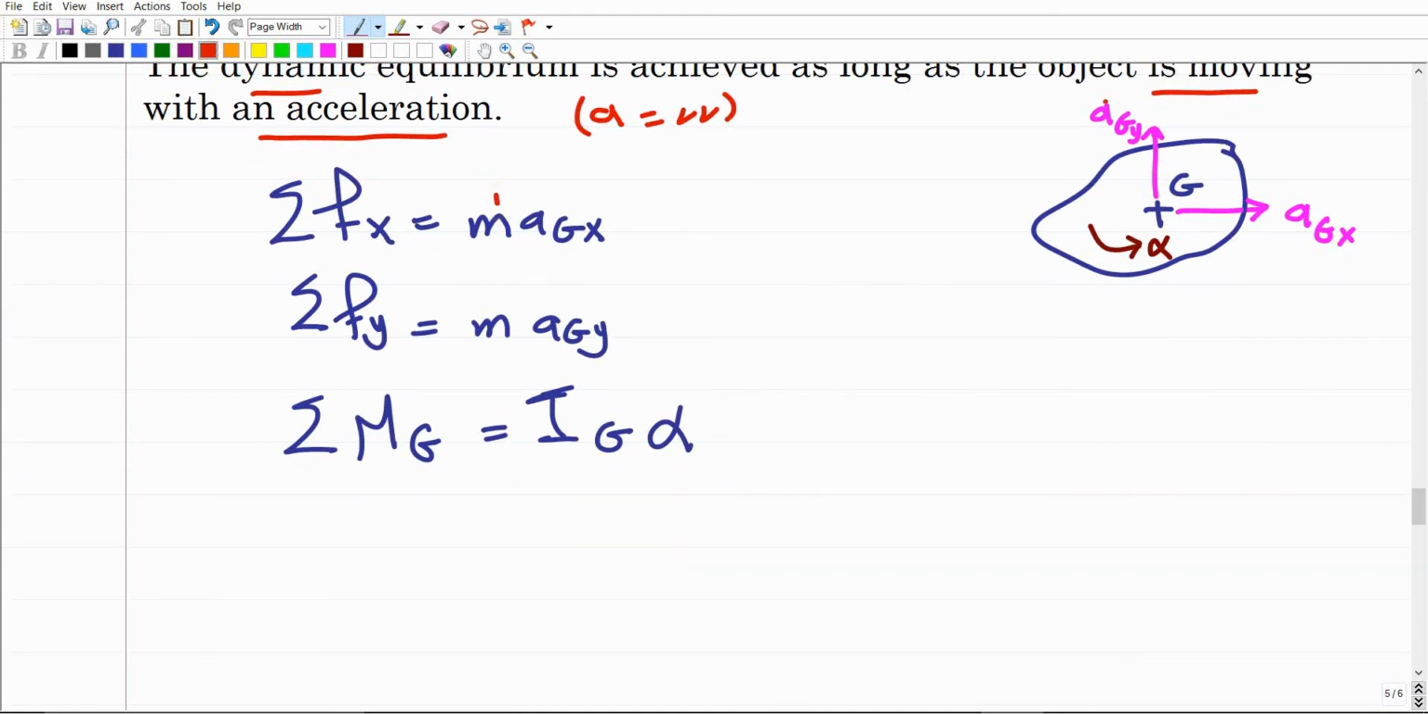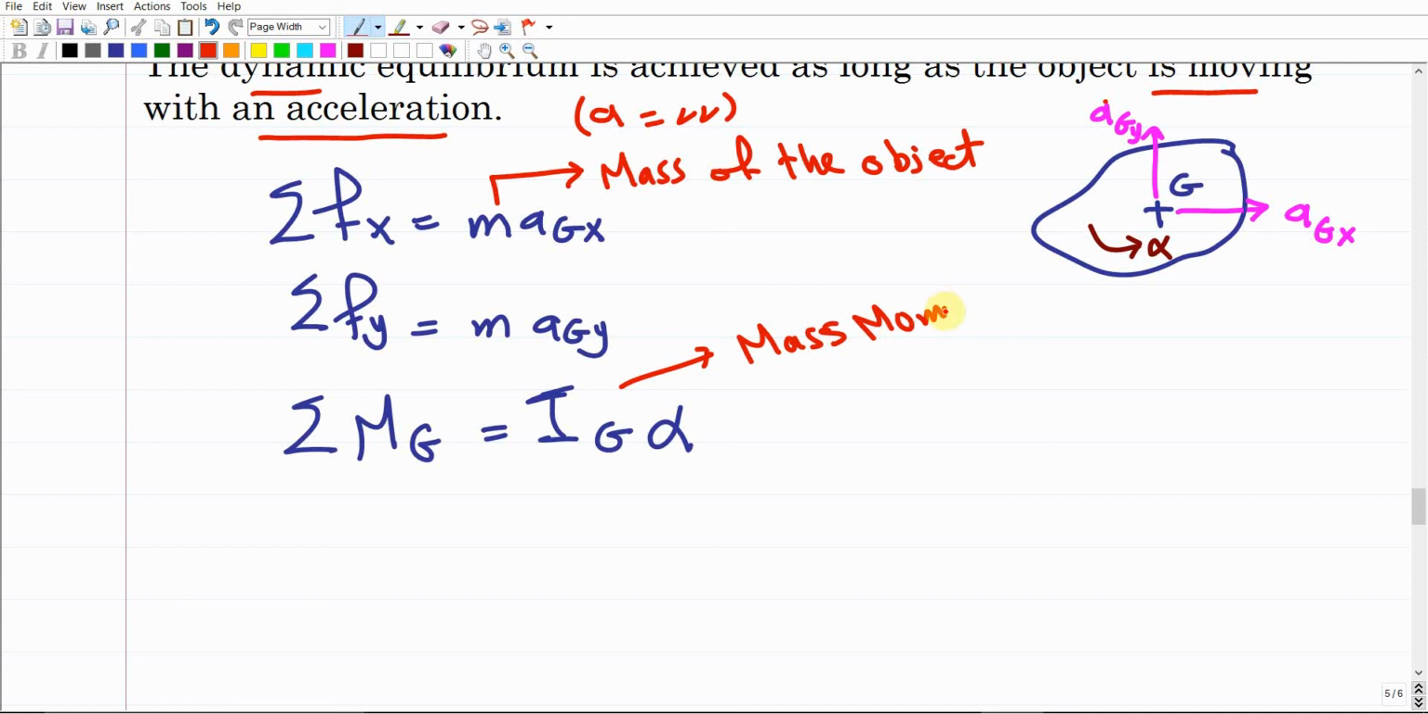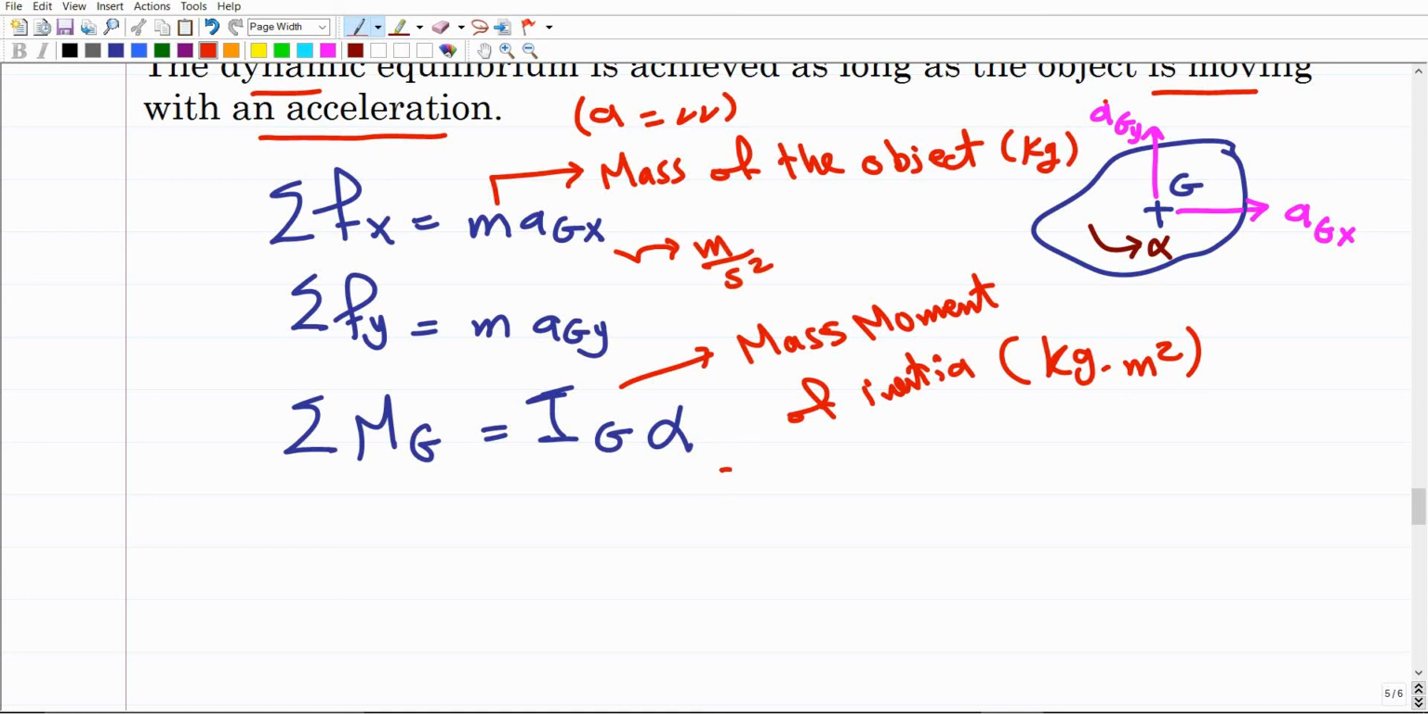And remember that this is the mass of the object, but this one is the mass moment of inertia of the object, which depends on the geometry of the object and its mass. The unit of this one is kilograms times meter squared, and the unit of this one is just kilograms. And definitely this is in meters per second squared, and this is in radians per second squared. Make sense? To give the force.